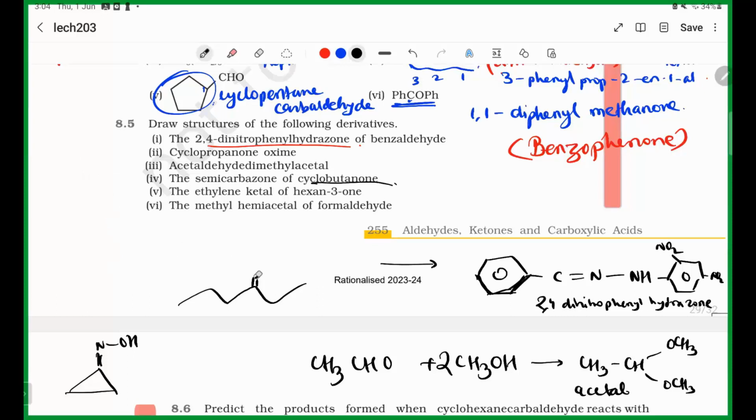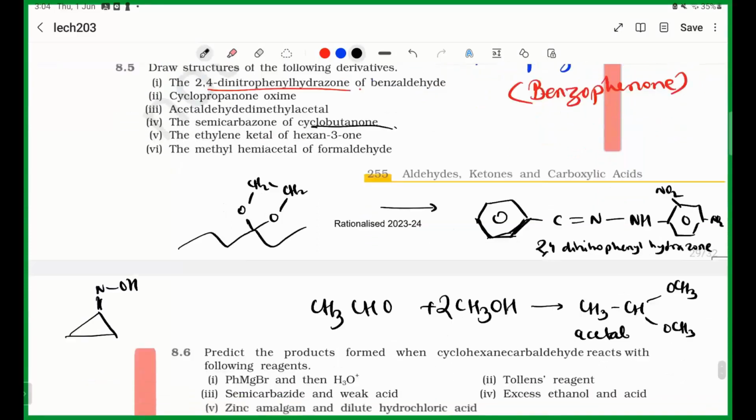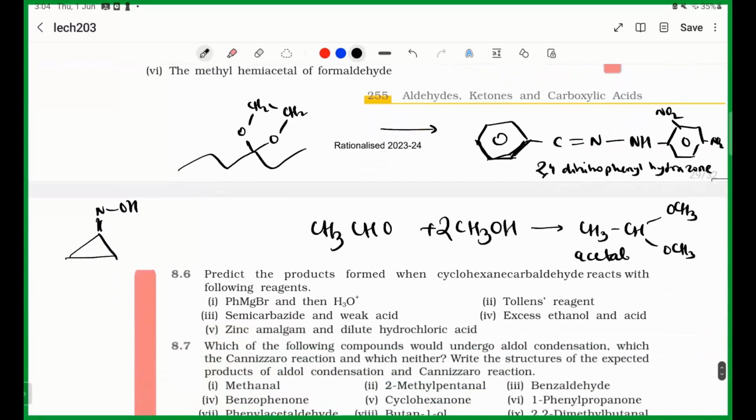It is the formation of an oxygen, CH2, CH2. So that is the ethylene ketal formation. It's actually very easy to see now, but it's already given in the textbook, so I'm not going to go through it again.